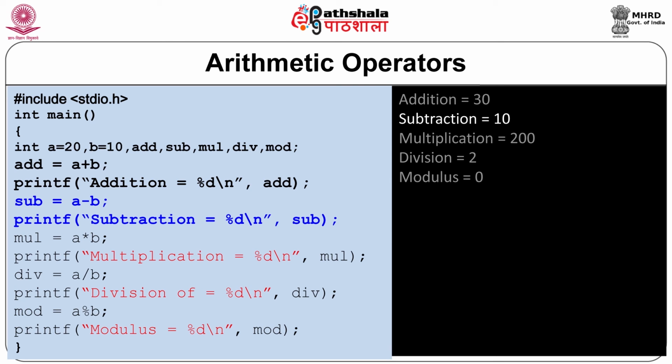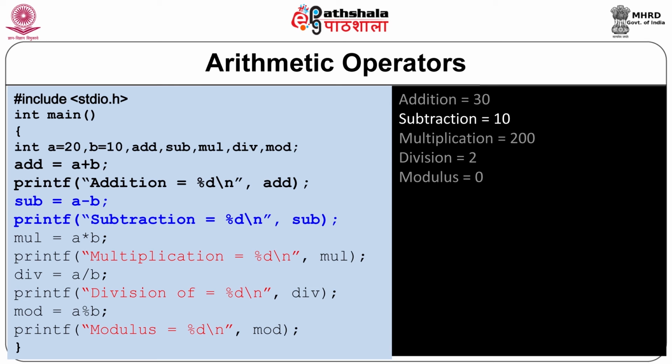The next step is sub equal to A minus B. This is for subtraction purpose. A minus B, where the value of A is 20 and B is 10, so the result will be 10, and that result is also displayed using the next printf statement.